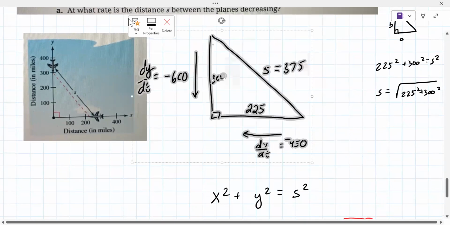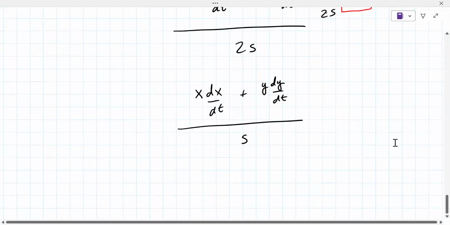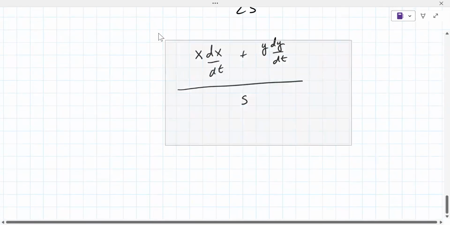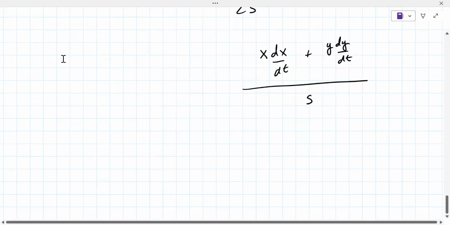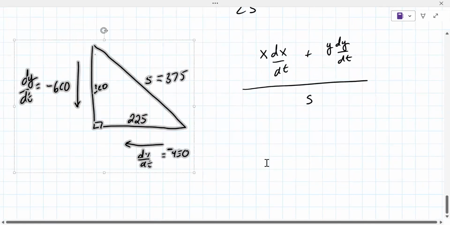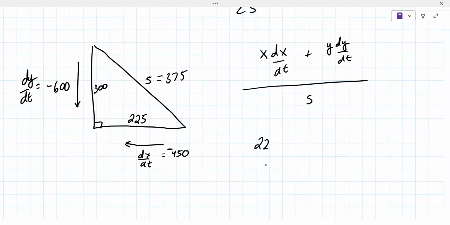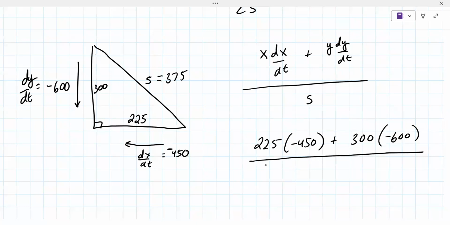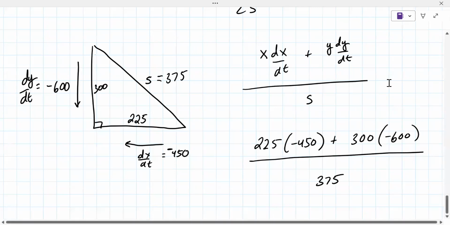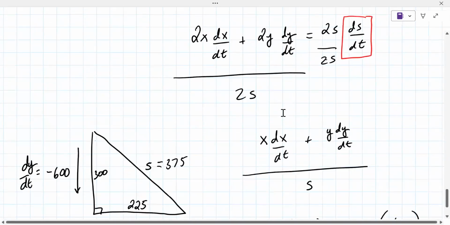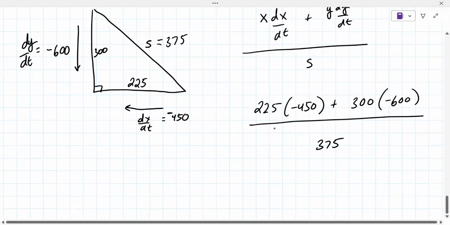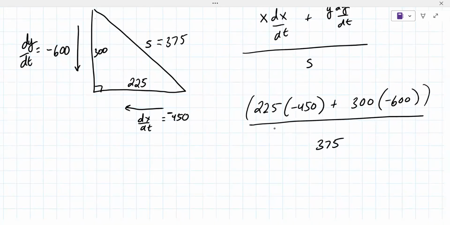I'm going to copy this down so I don't have to keep scrolling. So it's (225 times minus 450 plus 300 times minus 600) over 375. Grab a calculator. Why don't you calculate that for us, please?